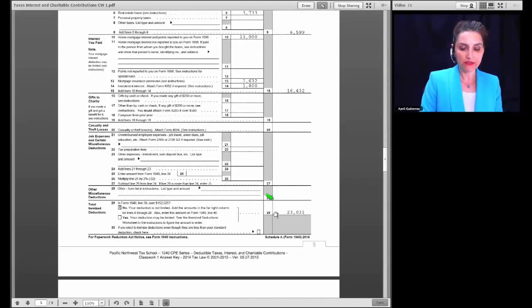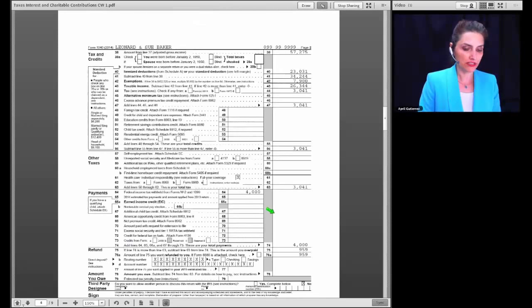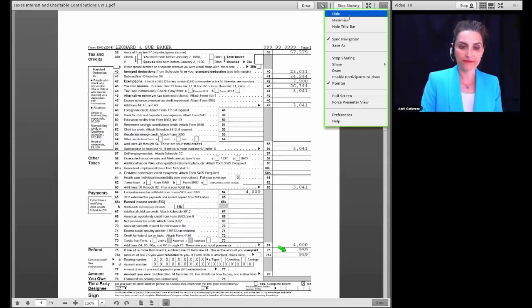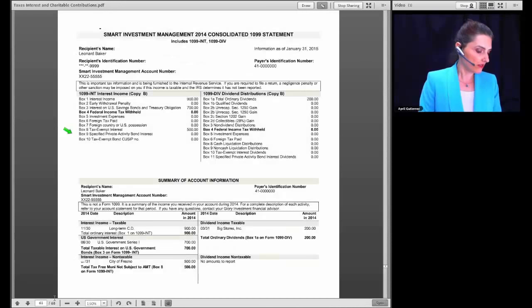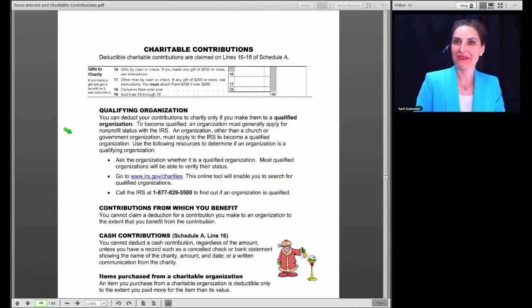When we add up all of the deductions, they're left with $23,031 of itemized deductions, and those carry over to line 40 of their personal return. We carry through, figure their tax. We put in the amount of federal tax withheld on their W-2, and they're left with a $959 refund. So that concludes the review of the classwork assignment for today's class. Go to page 40 of your manual.